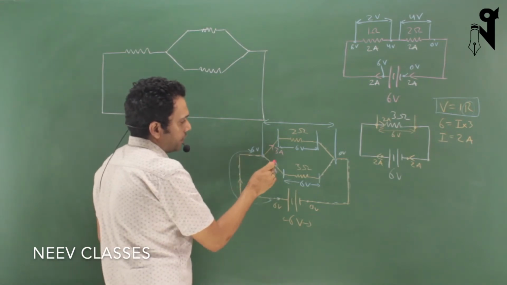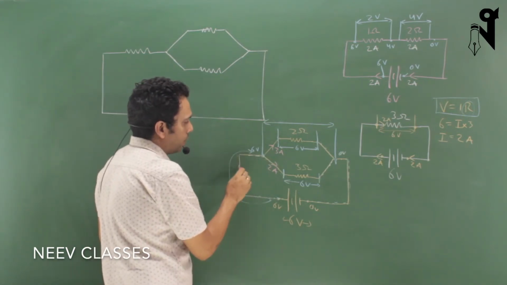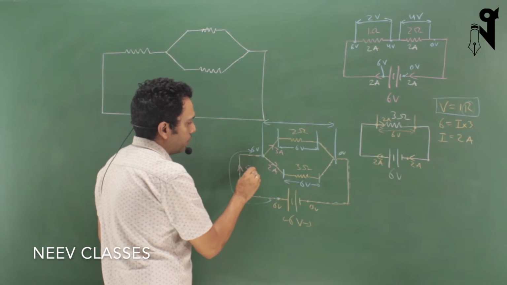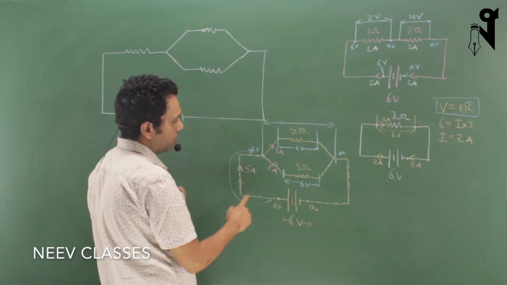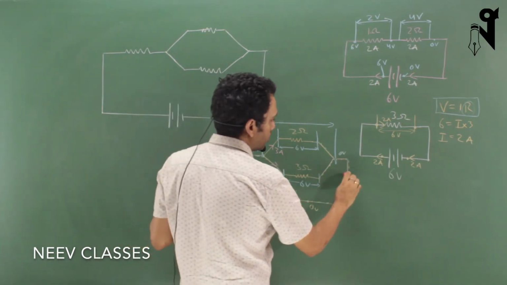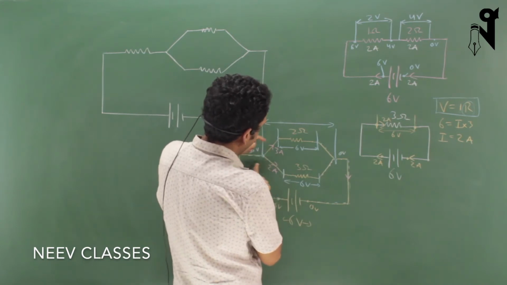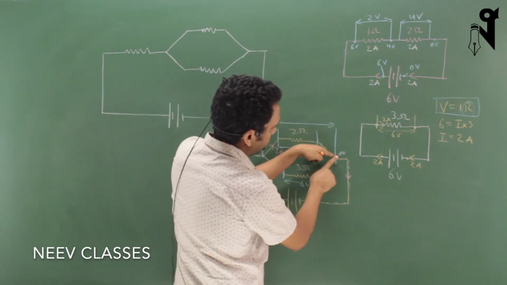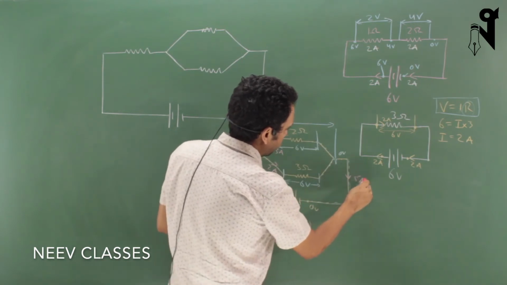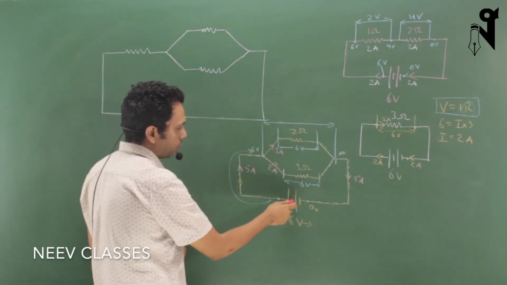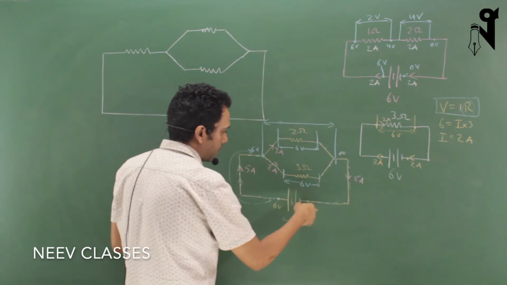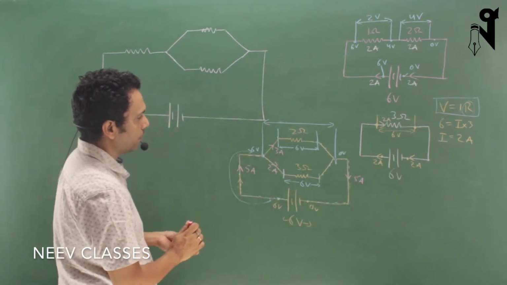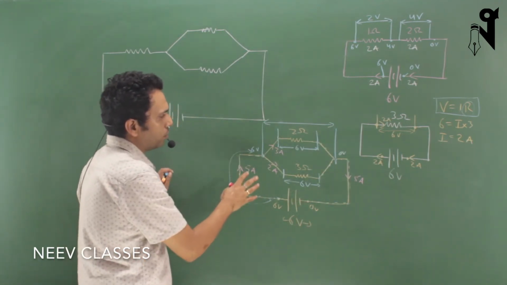So if this is the split of the current, what would have been the total current? The total current would have been 5 amps. Absolutely right. It splits into 3 and 2, they join back again as 3 and 2 and become 5 amps again. So whatever is coming out of the battery, which is 5 amps, comes back into the battery, which is 5 amps. Right? So this is the solution.